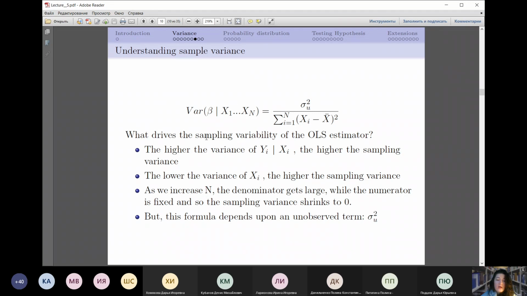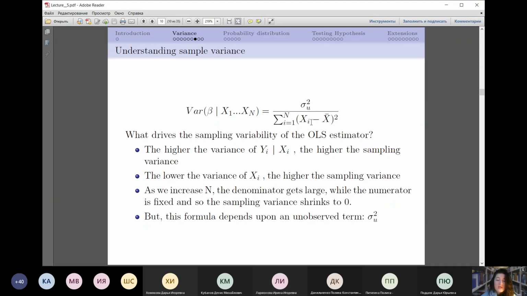So how can we manipulate our data, for example, our sample, if we want to decrease the variability in the coefficient? What can we do if we have a choice again? The higher the variance of our dependent variable, or our error term, the higher the sampling variance. And the lower the variance of our independent variable, the higher the sampling variance.